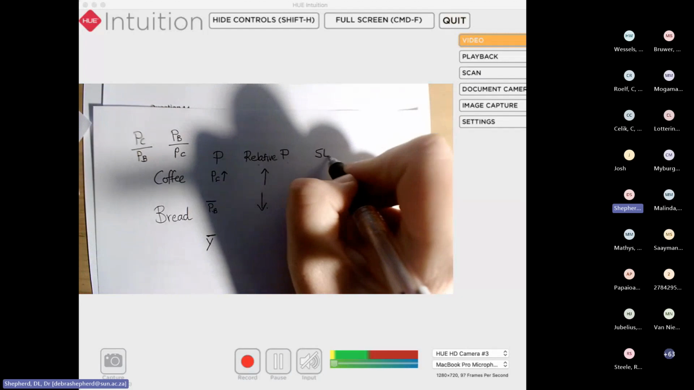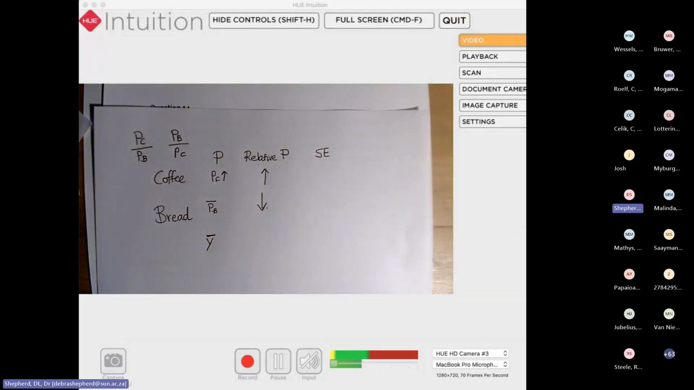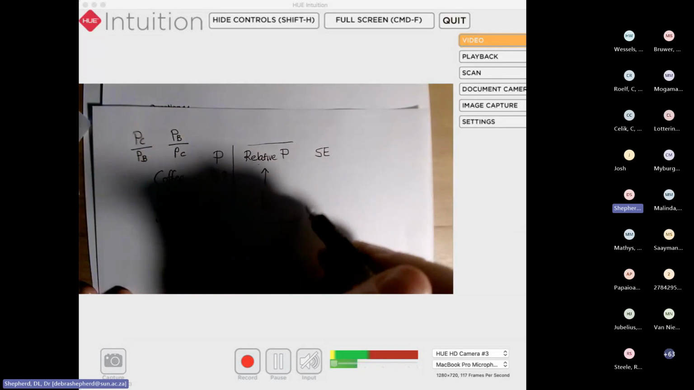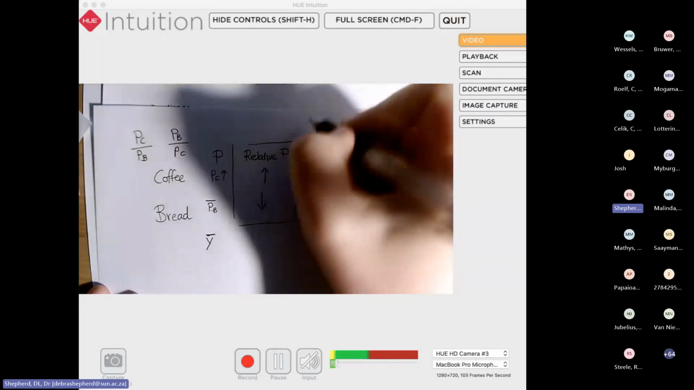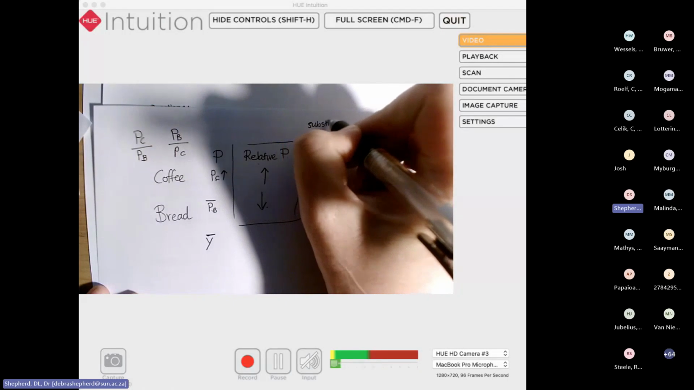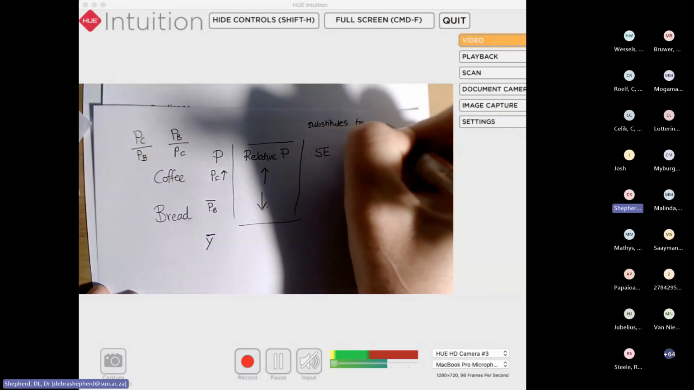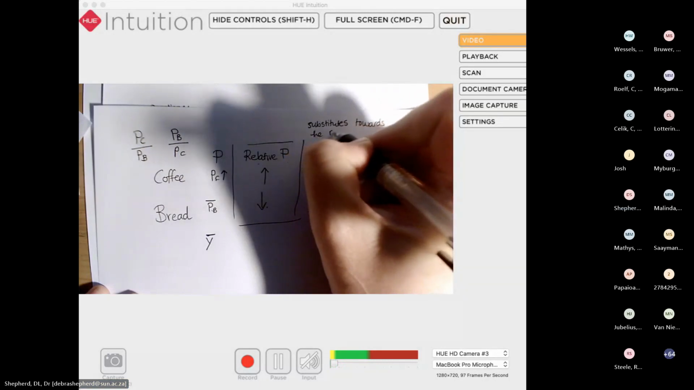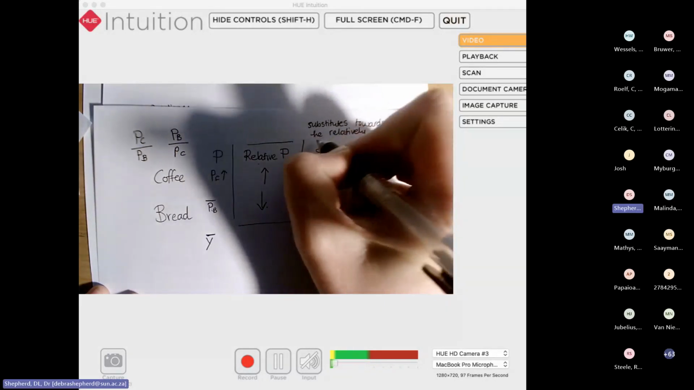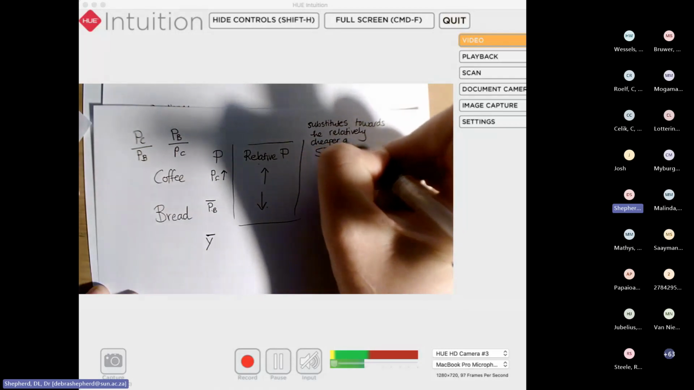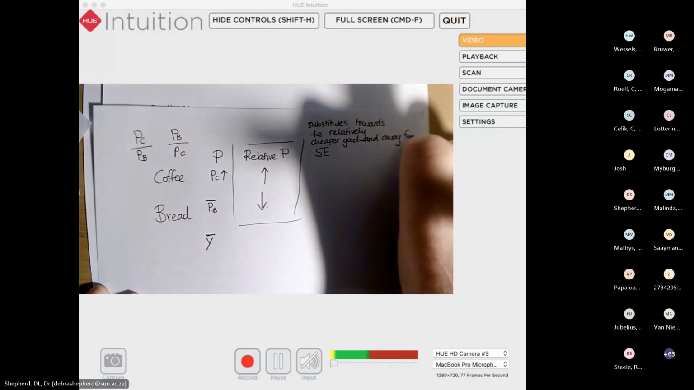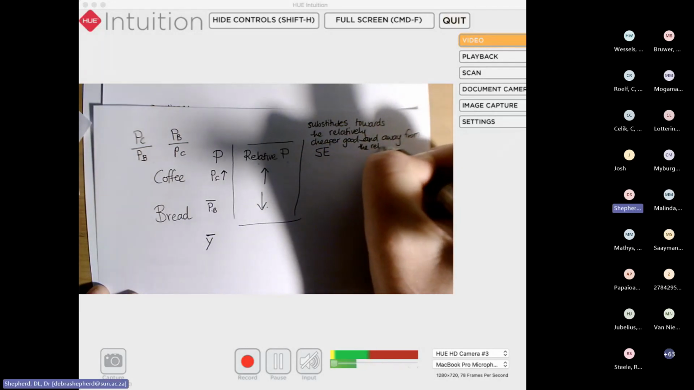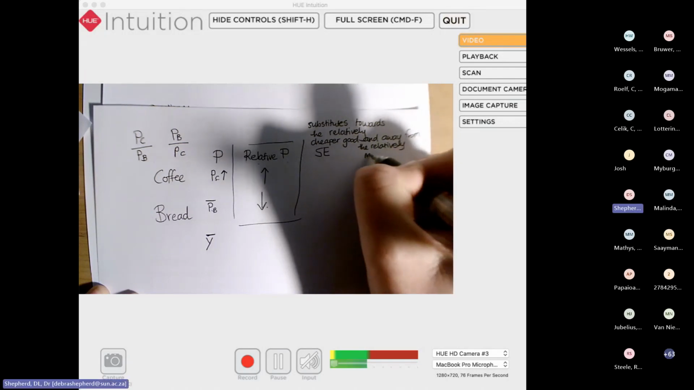The substitution effect has to do with relative price. What we say with the substitution effect is that the consumer substitutes towards the relatively cheaper good and away from the relatively more expensive good.